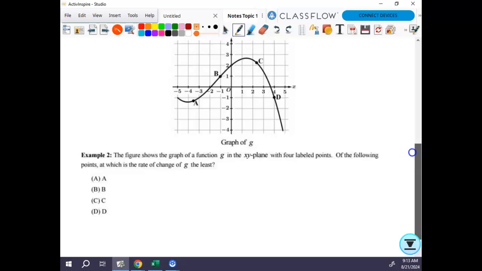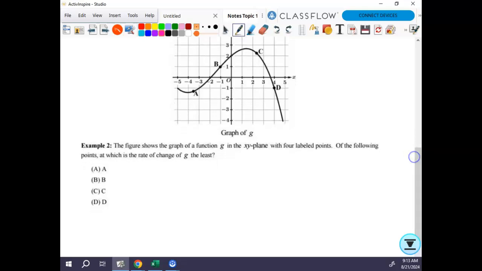All right, let's look at example 2. Here it says, the figure shows the graph of function g with 4 labeled points. Of the following points, at which is the rate of change of g the least? So go ahead and draw in your tangent lines.